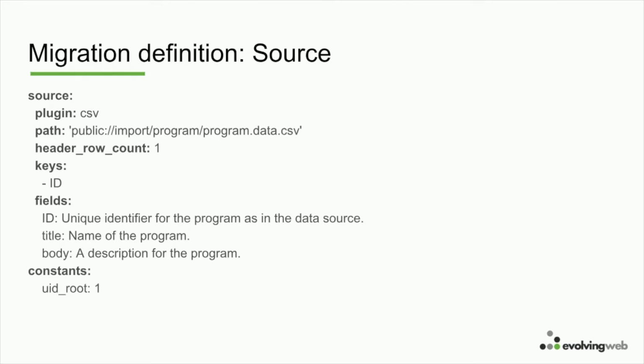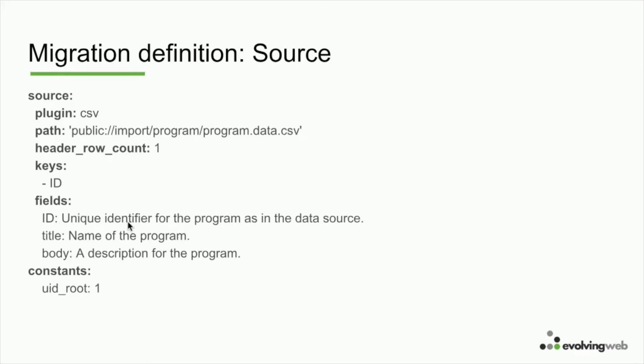In this case, I'm referring to a CSV plugin which comes from the Migrate Source CSV module. And every source has its own custom arguments. So the CSV plugin requires a path to the CSV file. It requires the number of header rows you're expecting the CSV file to have, which in my case is 1. And then you tell it the primary keys of the CSV file, like how do you identify uniquely each record in the CSV file, which in my case was easy because I had an ID column. So I tell it ID is the column which identifies the rows uniquely, so please use that. And then we have fields.